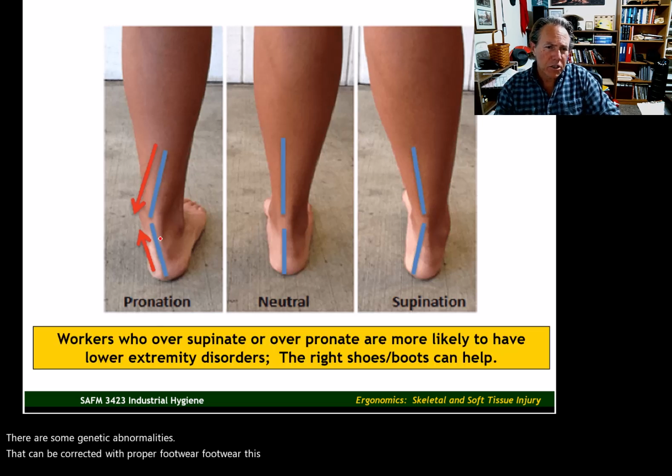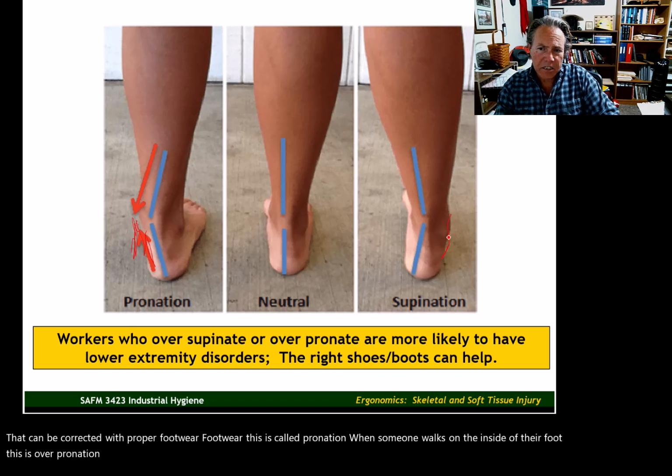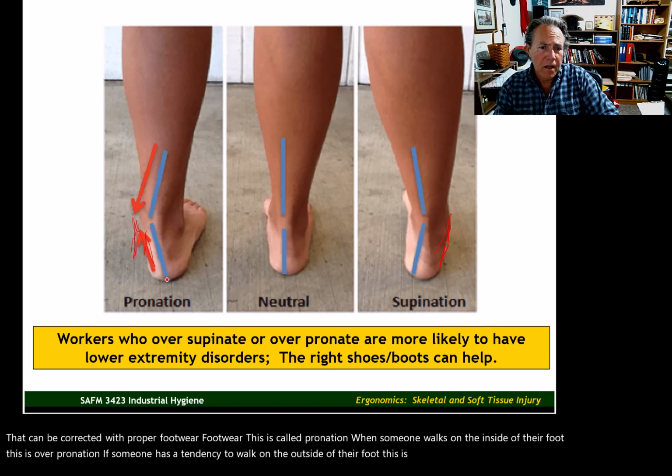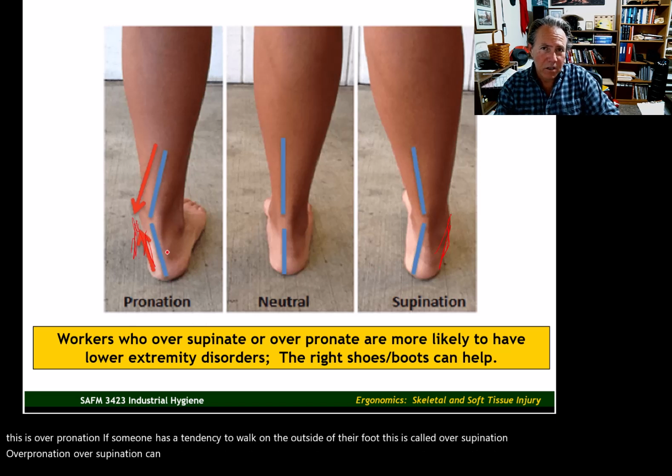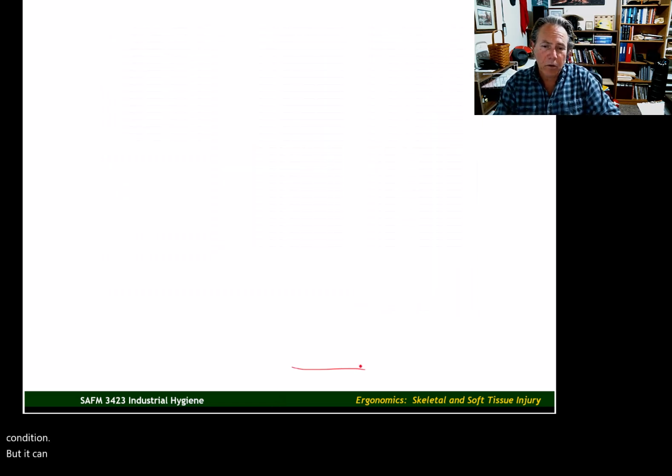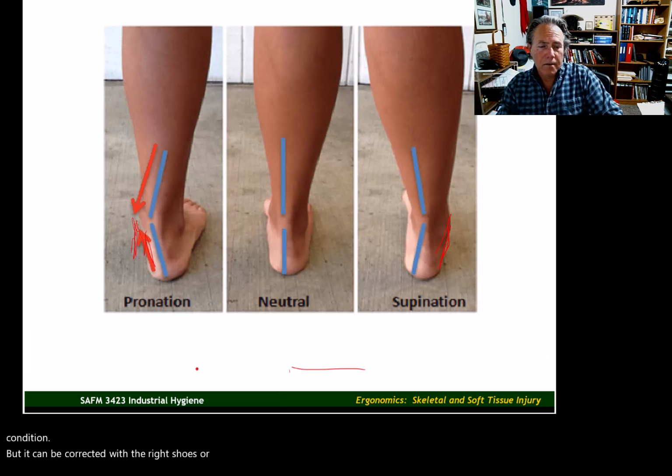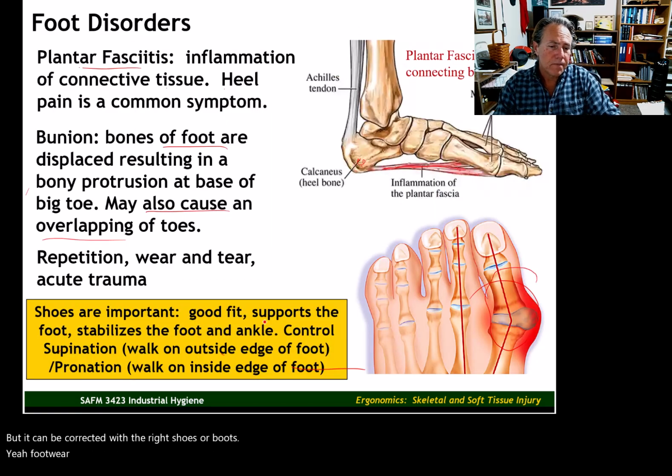This is called pronation, when someone walks on the inside of their foot. This is overpronation. If someone has a tendency to walk on the outside of their foot, this is called oversupination. Overpronation, oversupination can result in a variety of musculoskeletal disorders, and normally this is going to be an inherited condition, but it can be corrected with the right shoes or boots. Footwear is important, as we'll talk more about when we get into the prevention video in this unit.